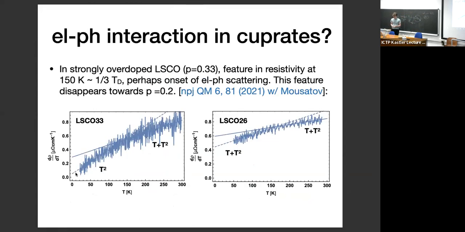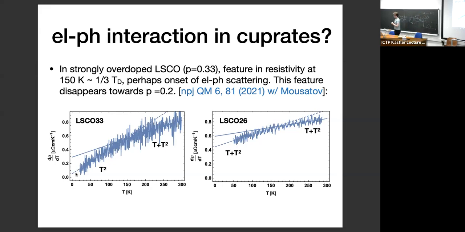Another motivation for doing that came from something I noticed a couple of years ago in cuprates. And so let me ask the following question. So in cuprates, there's some phase diagram and so on. And so let's be at room temperature. Okay.